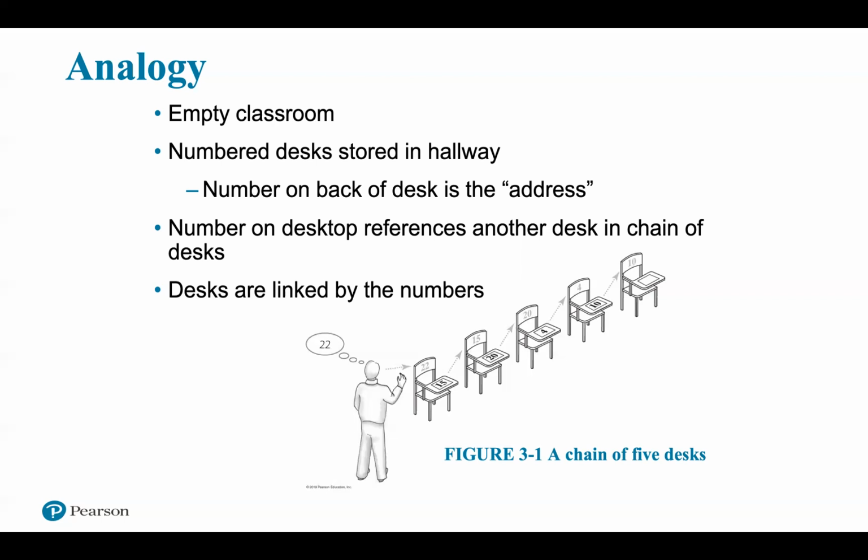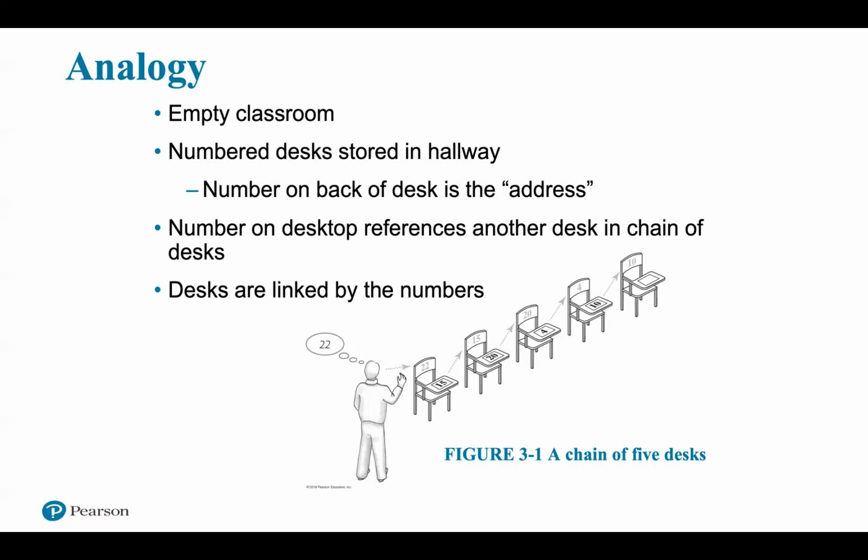Continuing in this way, the instructor can visit every desk in the order in which it appears in the chain. Ultimately, the instructor reaches the last desk in the chain, which references no other desks. Note that the only way the instructor can locate the student in the last desk is to begin at the first desk. Also note that the instructor can traverse this chain in only one order.